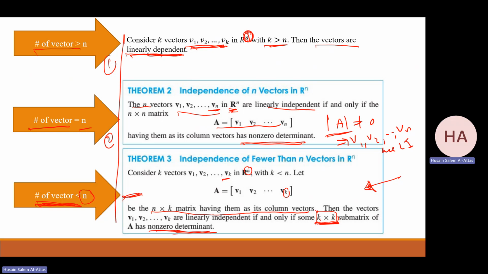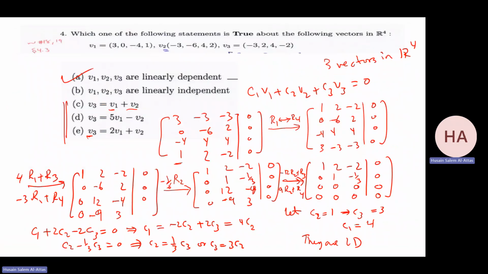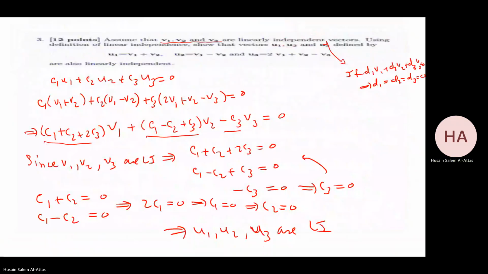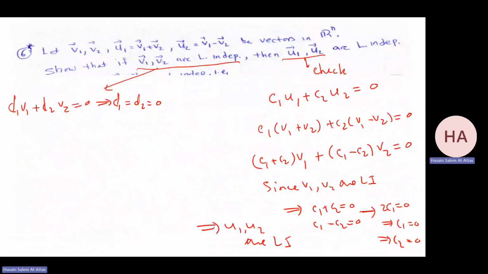I will take a k by k submatrix, so I'll check the determinant. If it's not 0, they are linearly independent. If it is 0, there's no conclusion. We need to go back to the original way to discuss whether the vectors are dependent or independent. Okay, so let me just make the summary here. Number of vectors: first one, greater than n, then equal to n, then less than n.